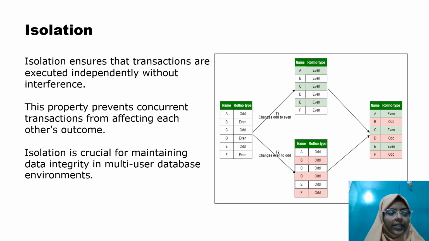The next property is isolation. Isolation ensures that transactions are executed independently without interference. This property prevents concurrent transactions from affecting each other's outcomes. Isolation is crucial for maintaining data integrity in multi-user database environments.